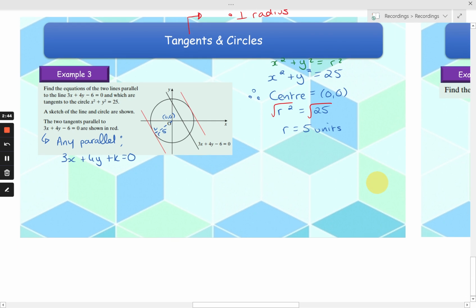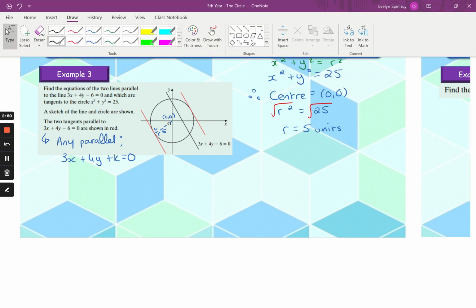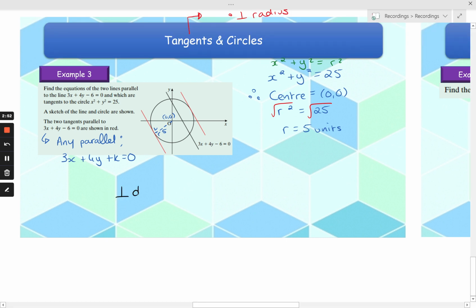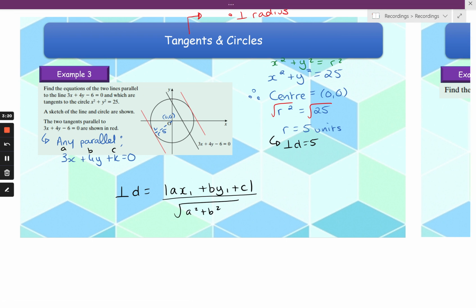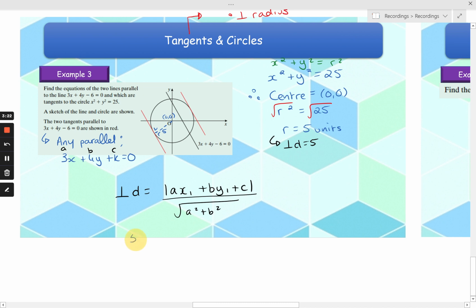Which means if we're looking at the perpendicular distance, this is where we're going to use our formula from the top of page 19 in our log tables: the perpendicular distance is equal to the modulus of ax1 + by1 + c, all over the square root of a² + b². Now we know that our perpendicular distance is going to be equal to 5 because that's our radius. And we know our a, b and c are going to be taken from our equation of any parallel line. So now we're going to fill in our formula here, and let's try and work through this together.